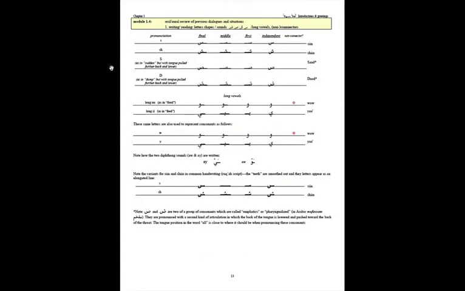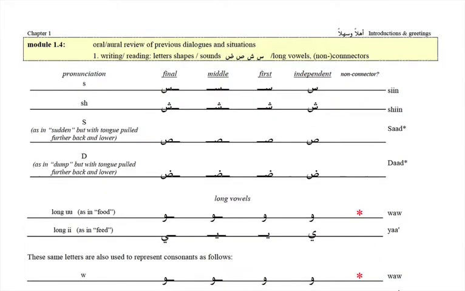Module 1.4, Writing, Reading, Introduction of the letters sin, shin, sod, and dod, as well as waw and ya, which indicate long vowels. Sin, shin are not problematic in terms of their sound. They are very similar to the English s and sh sounds. They are slightly problematic in terms of how they're written. In Naskh script, the one at the top here, the sin has 1, 2, 3 teeth, and the shin has 3 teeth plus the 3 dots above it.